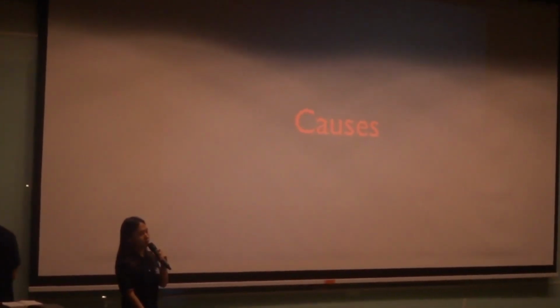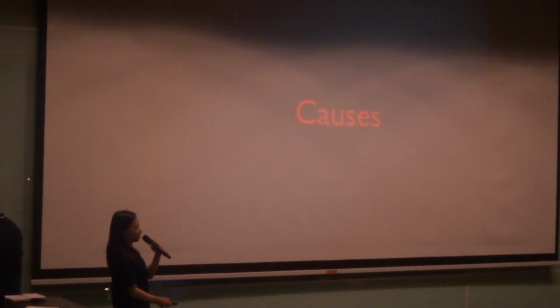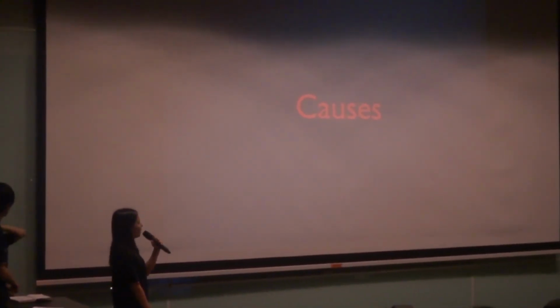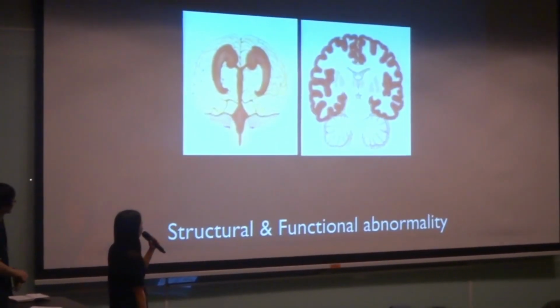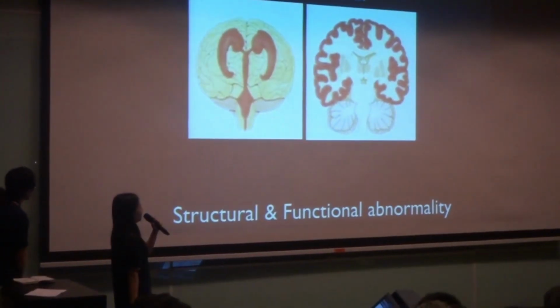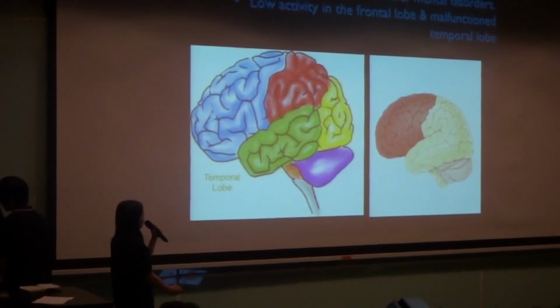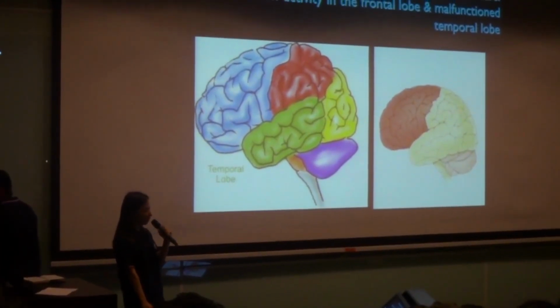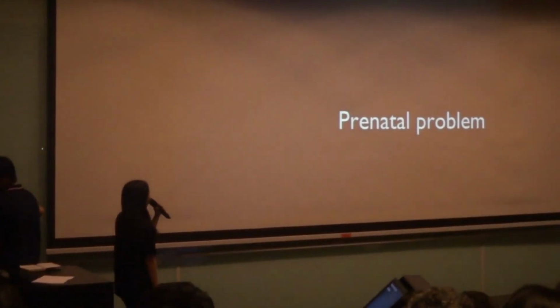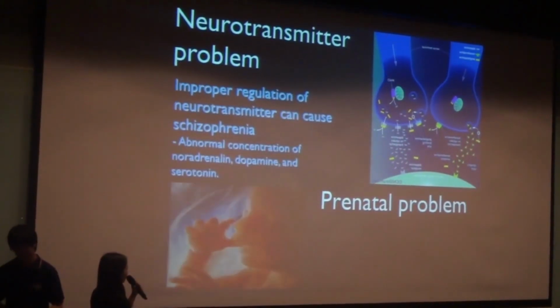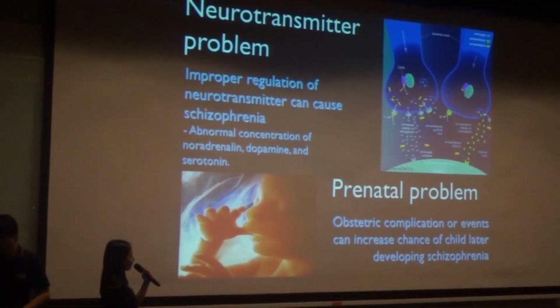Although schizophrenia is a very common mental illness, its cause is unclear. Many researchers suggest that a combination of numerous factors can result in schizophrenia. As structural abnormalities, some patients have abnormal brain volume, and sometimes low activity in the frontal and temporal lobes. Improper regulation of neurotransmitters and prenatal events can also cause the disease.